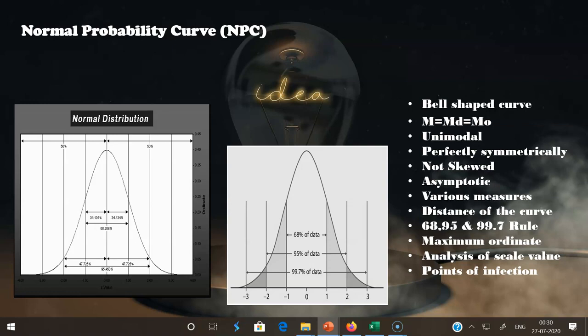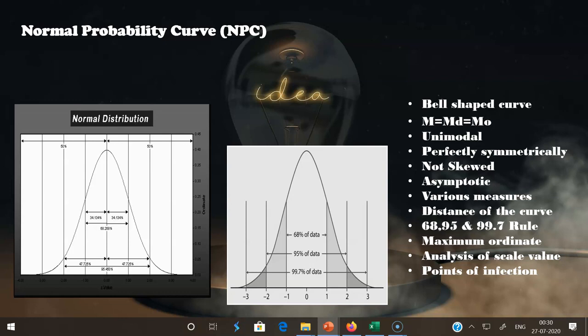The third property is called unimodal. The curve starts and reaches the peak at one point and slopes down. So the curve has only one mode. The fourth property is perfectly symmetric. The normal curve is perfectly symmetric in nature. That means the curve inclines towards both sides equally from the center of the curve. Thus we get equal halves on both sides of the center point.